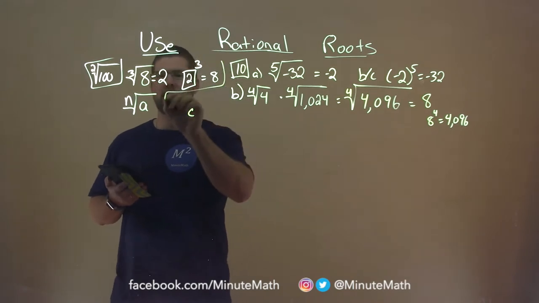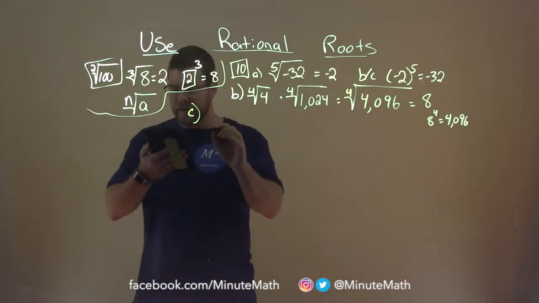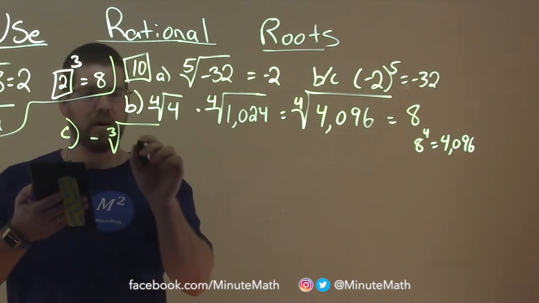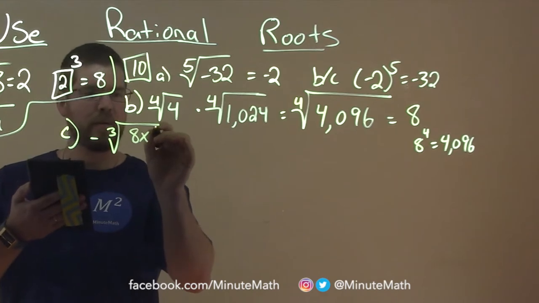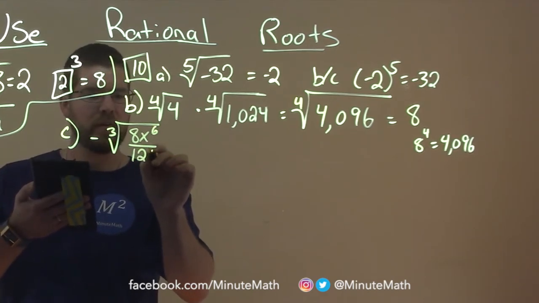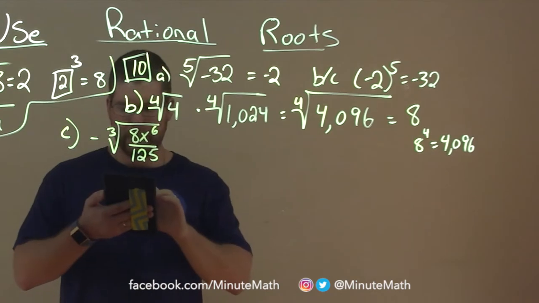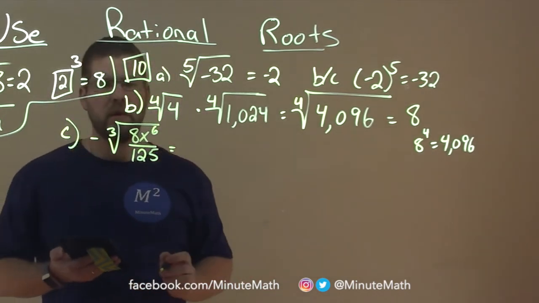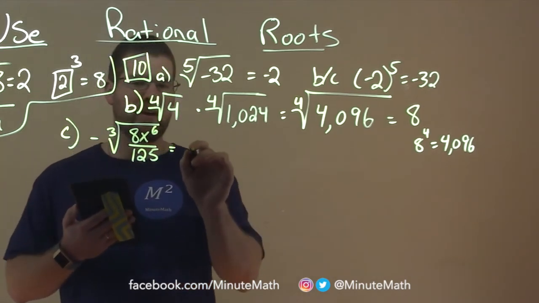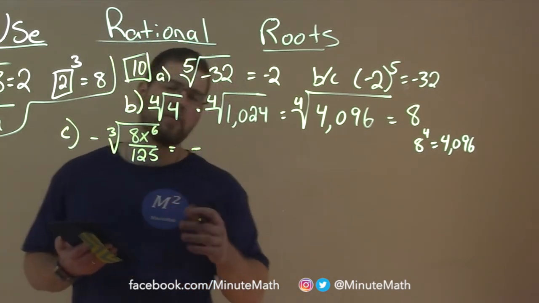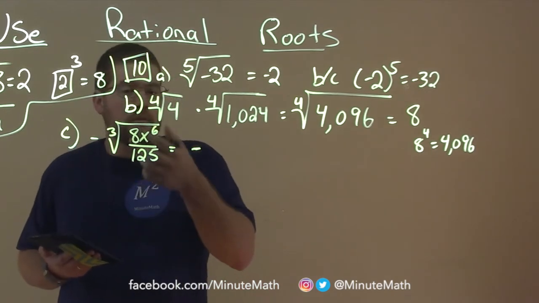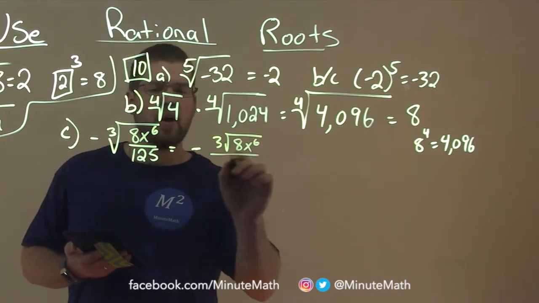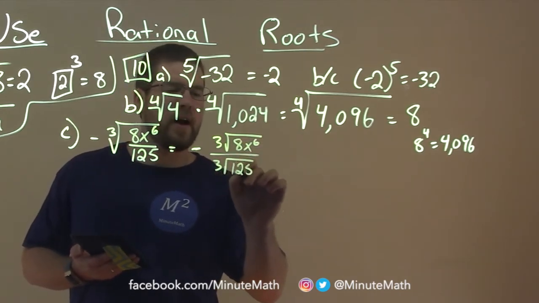Let's break this up here. We'll see here, we have the negative third root of 8x to the 6th power over 125, okay? Well, this one looks difficult, but it's not too much. So the negative, I'm just going to leave on the outside. I'm not going to worry about that. But our rules before said we can break apart our roots into the numerator and denominator. So we have the third root of 8x to the 6th over the third root of 125.